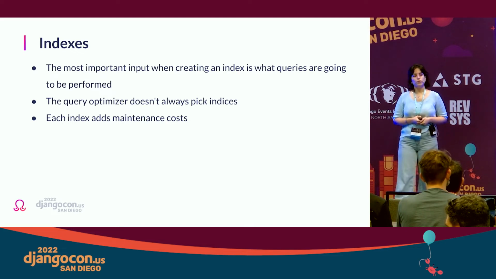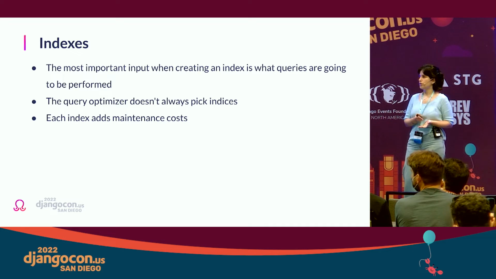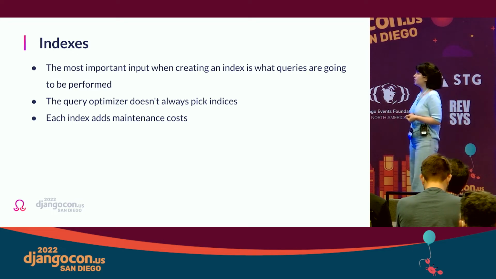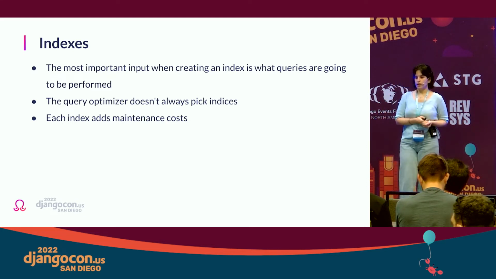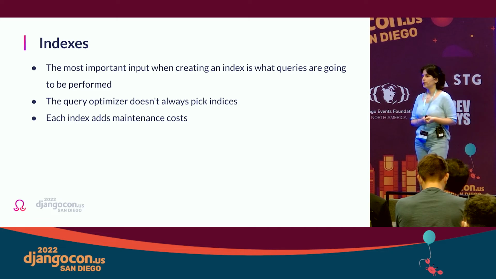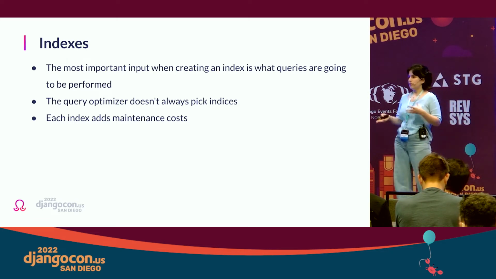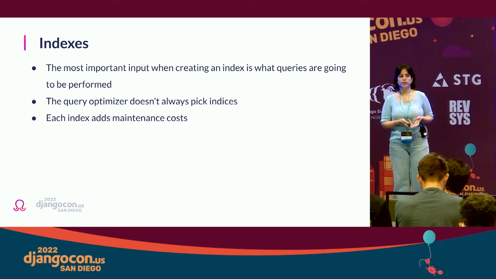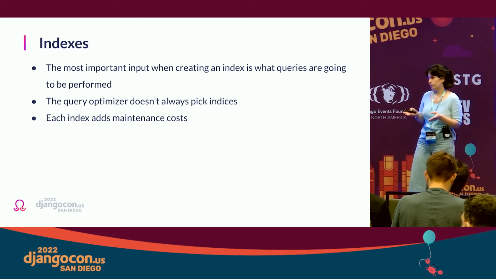So in order to define an index, the most important thing is to determine which are the queries that are going to be executed. So it's essential that the developers that work with the database are the ones that define this. After we define an index, the query optimizer, that is the one that decides how the query is going to be performed, not necessarily is going to pick the index that we define. And this could happen because of two different things.